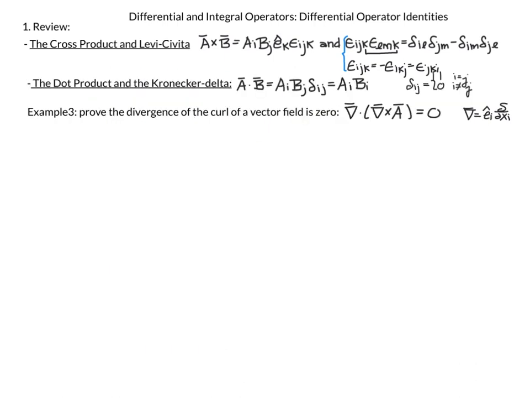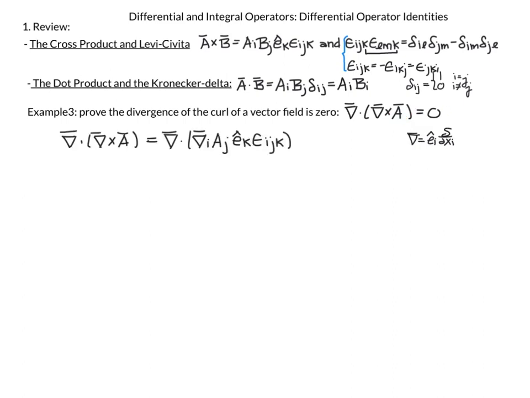I have one more example, which is to prove the divergence of the curl of a vector field is 0. So that's in symbols the divergence, so del dot, and then the curl, del cross A equals 0. I start by expanding this cross product using my Levi Civita. So my first vector, I'm going to take the ith component. My second vector, I'm going to take the jth component. I'm going to multiply by the kth basis vector and the Levi Civita ijk. So this is the cross product, just plugging it into this Levi Civita formula.